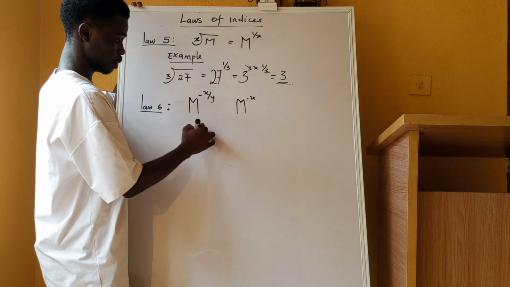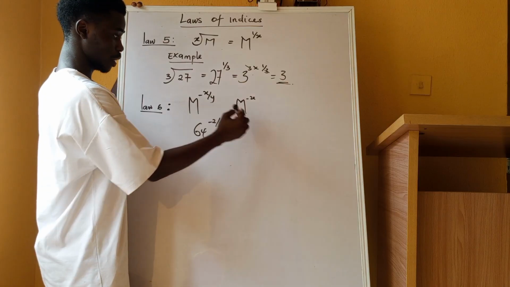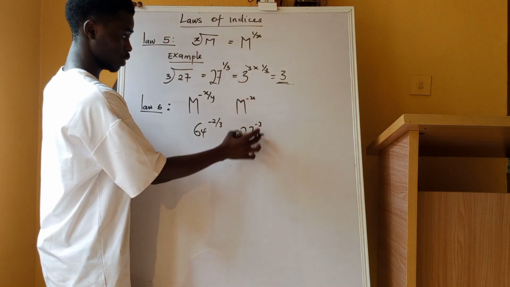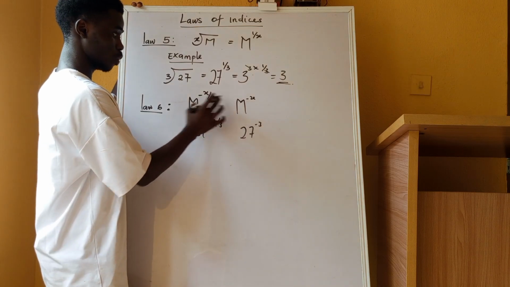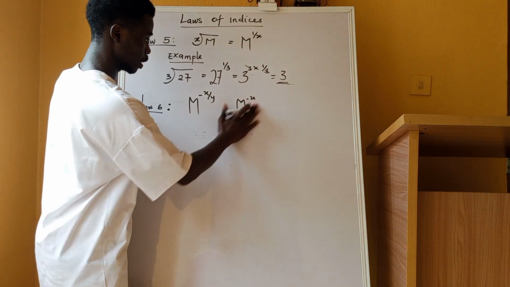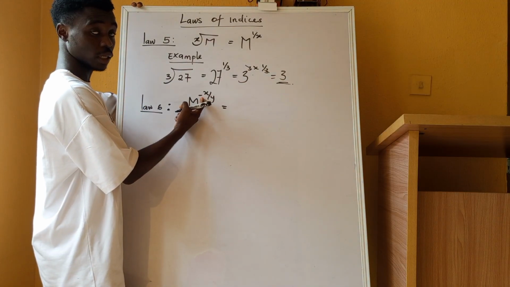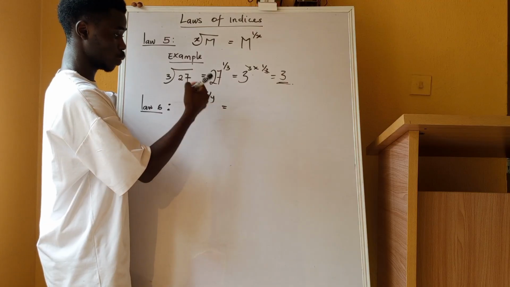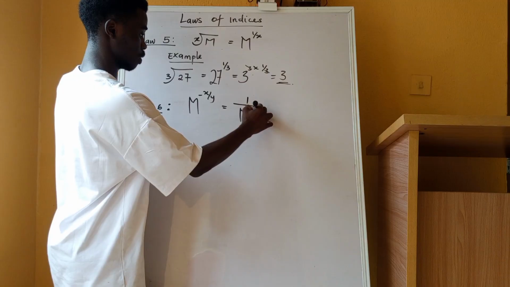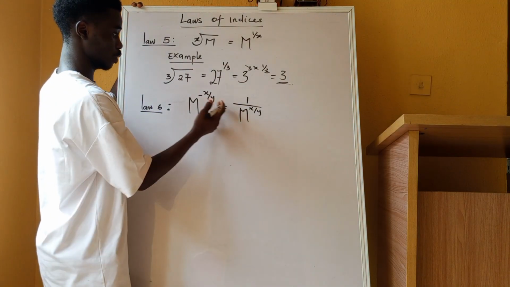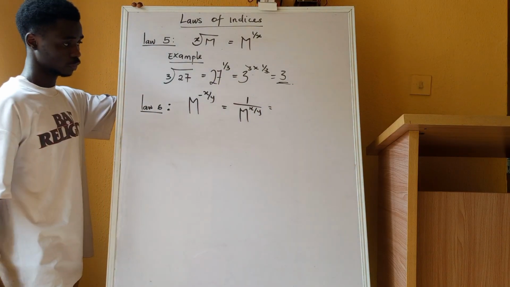For instance, we have 64 to the power of negative 2 over 3, which is similar to this. And we have 27 to the power of negative 3, which is similar to this. Notice that here we have a fraction and here we just have a single number. So what are we going to do? This is very simple. Remember that anytime you see a negative sign, we write 1 over. So this is 1 over m to the power of x over y. We have applied that rule already.